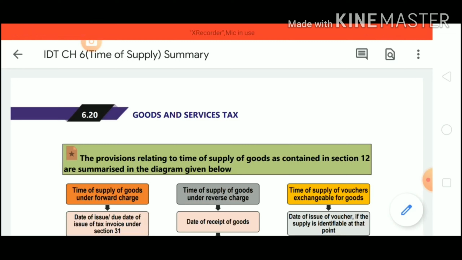Before moving ahead, make sure that you have studied this chapter at least once. If you have studied it before but not revised it in the last couple of days, then you don't need to worry at all, because first we'll do a quick revision of this chapter and then we'll move ahead with the questions.